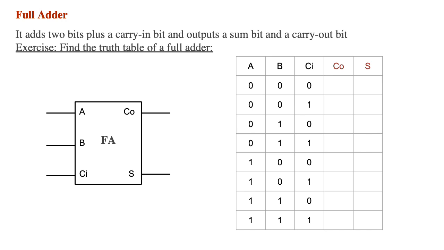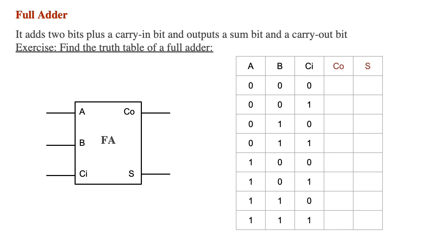Basically, it takes 2 main inputs, A and B, which are the 2 bits you want to add, and Cin, which is the carry-in bit. So you're actually adding 3 bits together using the full adder, and the outputs are going to be 2. The first output is the sum bit, and the second output is the carry out bit.